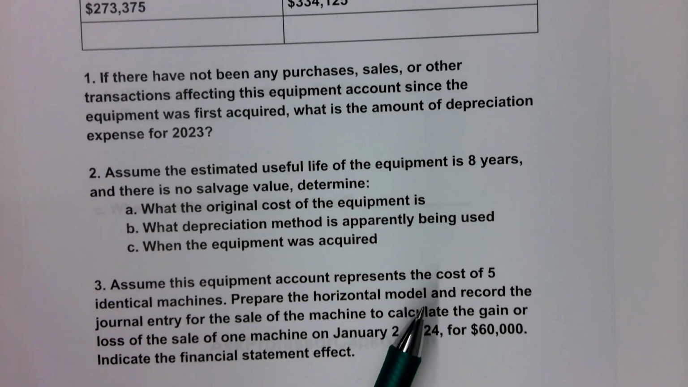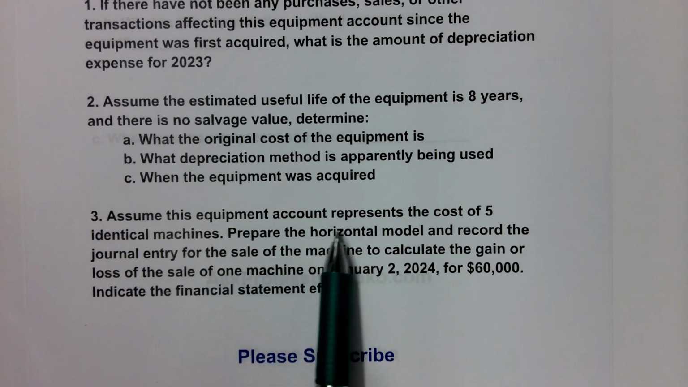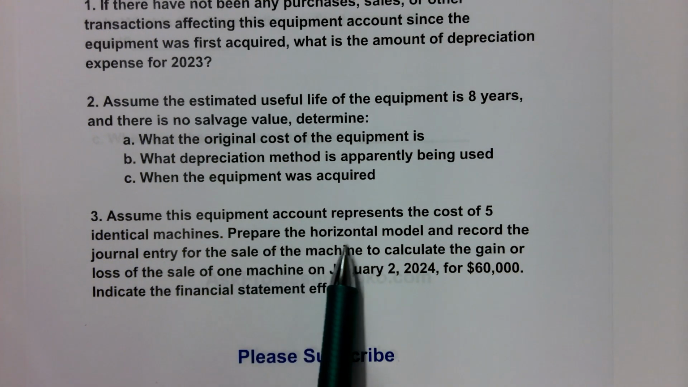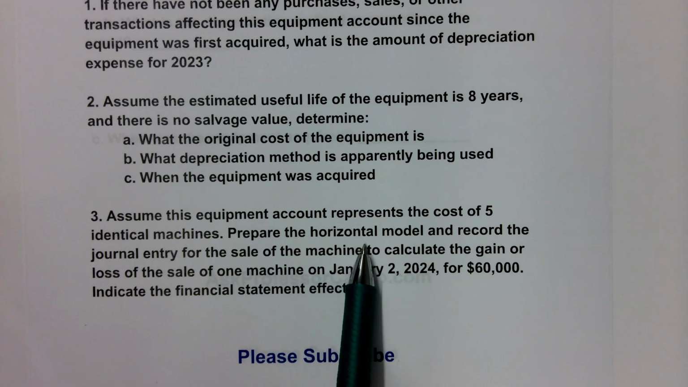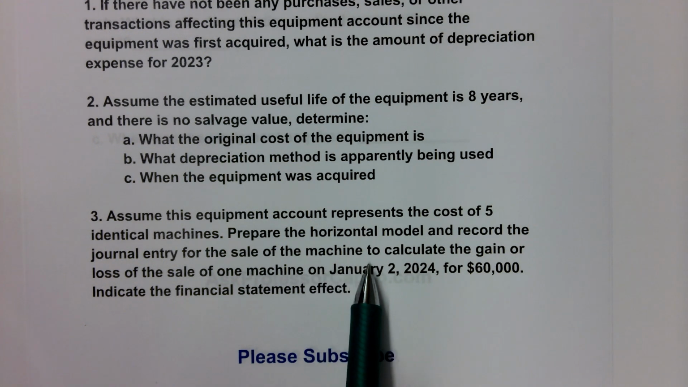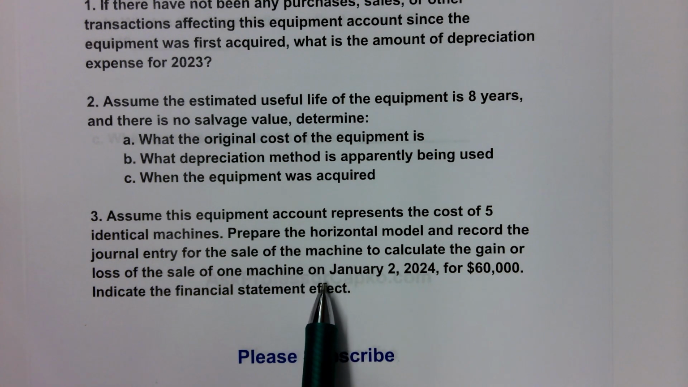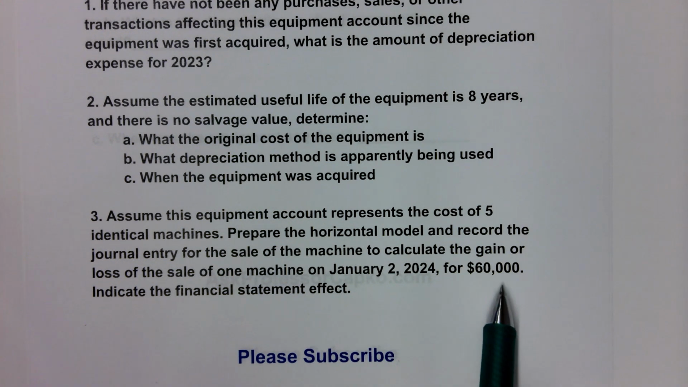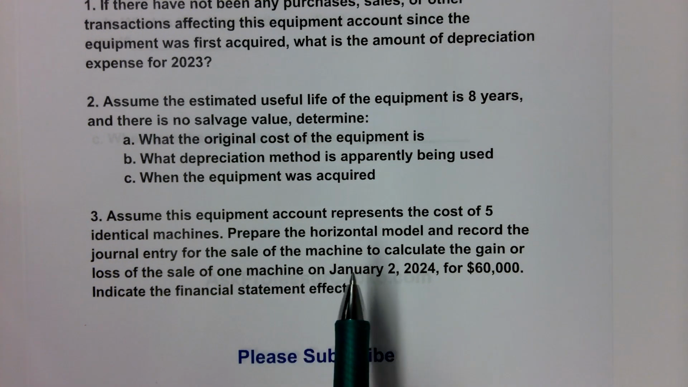And then the third question is telling us to assume the equipment account represents the cost of 5 identical machines. Prepare the horizontal model and record the journal entry for the sale of the machine to calculate the gain or loss of the sale of one machine on January 2nd of 2024 for $60,000. Indicate the financial statement effect.